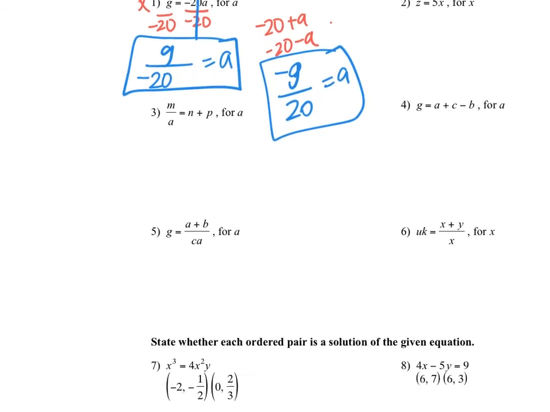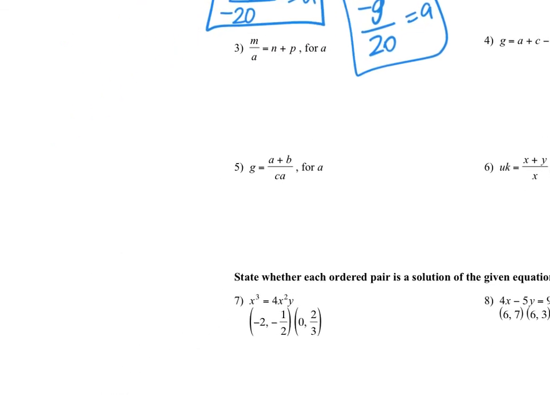Okay, I'm going to do number 5. We are solving for a. First things first, I want to rewrite this equation. So g equals a plus b over ca. I'm going to multiply both sides by the denominator, and so I get cag equals a plus b.